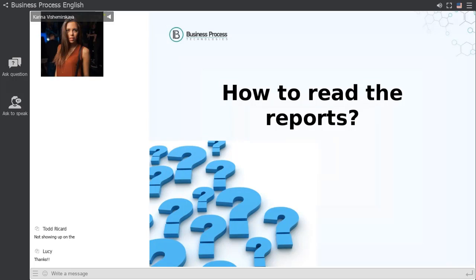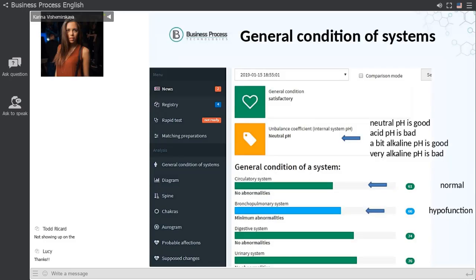So how to read the reports, some information which we are waiting for, because this is the most important in using the device. Run the test is easy, but then you need to read the report, which is also easy. Trust me, after this video, everything will be easy for you. So this is the first analysis, which is general condition of systems. On the top, you can see the date of the test. You can do comparison mode if more than one test have been run. You can do the comparison mode in all of the sections of the analysis, basically.